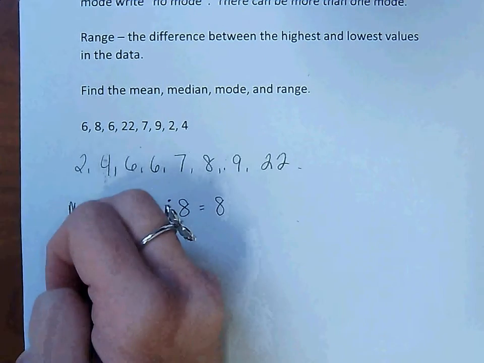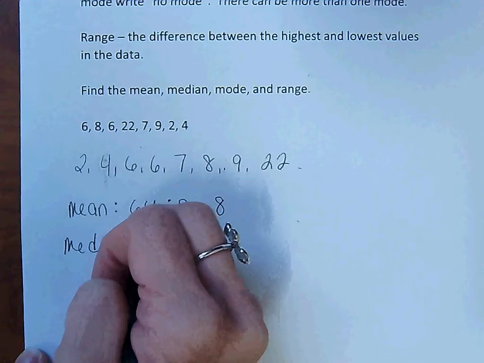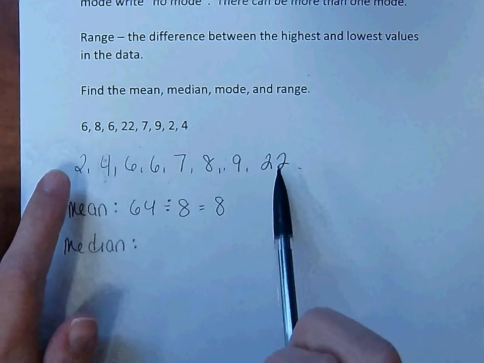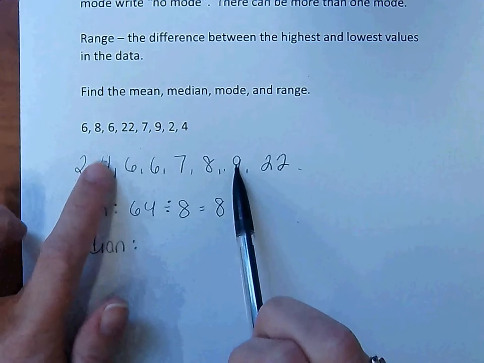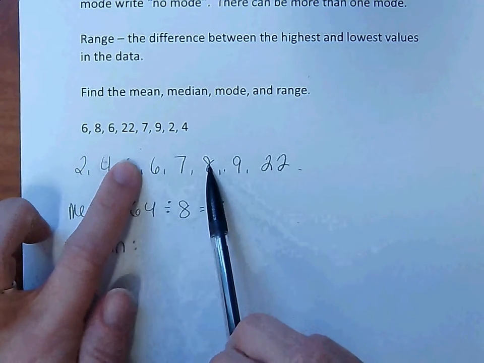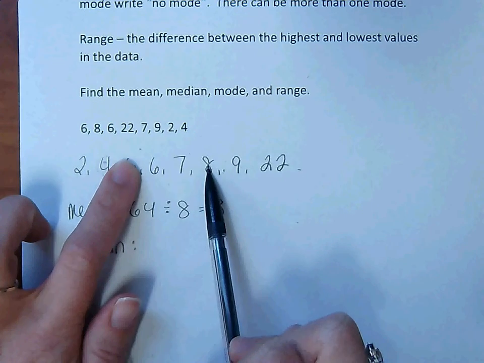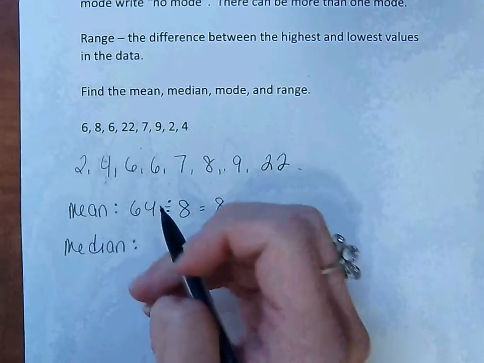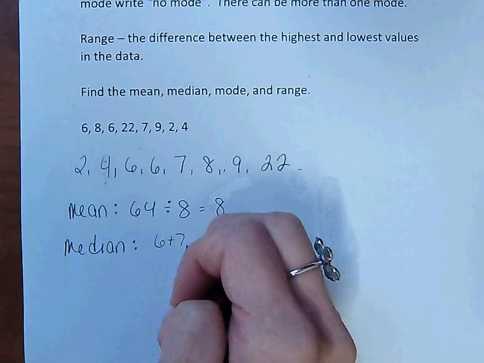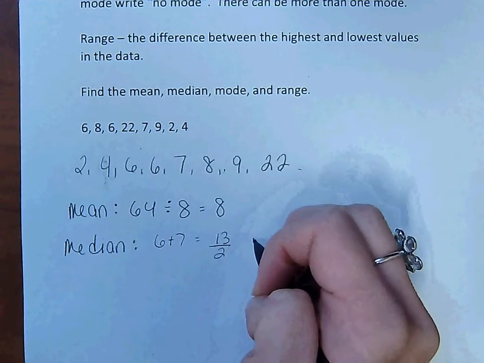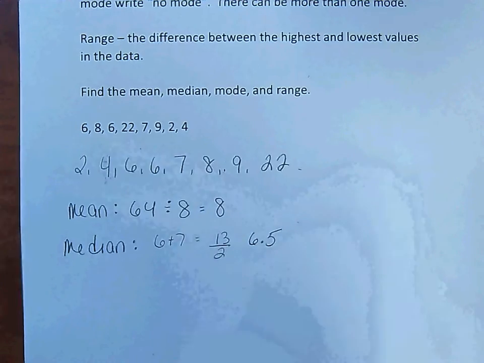Median. And now that the numbers have been organized from least to greatest, I'm going to find the middle number. So I start at either end. There's 2 in the middle, 6 and 7. You probably can tell that 6.5 is the middle number, but if you didn't know, you would add 6 and 7, and that gives you 13. And divide that by 2. 6.5.